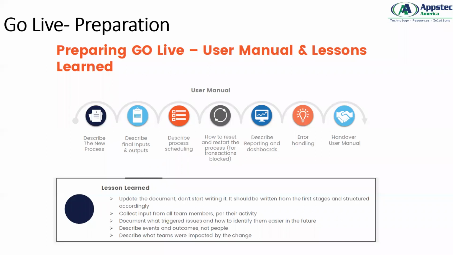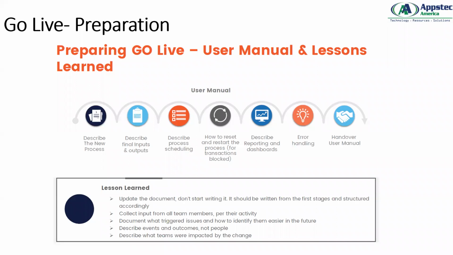So lessons learned means update the documents, don't start writing it late, it should be written from the first stage and structured accordingly. Now collect input from all team members as per the activity. Every team or every individual that has worked on the project might have some lessons learned. So your organization, or your manager, might ask you to document them so that they can review it, so that you don't repeat such scenarios in the next project, right?